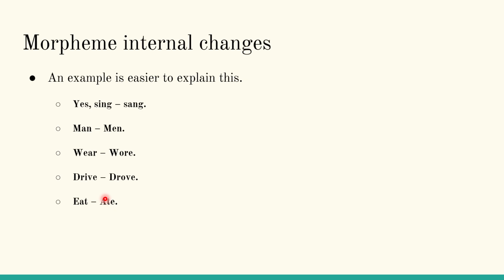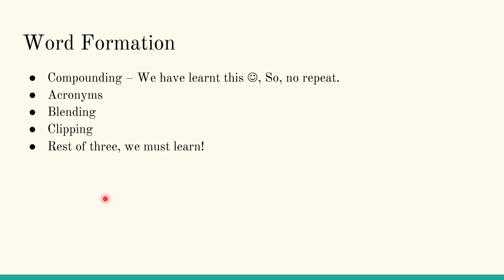Now, the final one, the morpheme internal changes. What is it, sir? Very simple. Sing becomes sang, man becomes men, wear becomes wore, drive becomes drove, eat becomes ate. This is called internal morpheme changes. Small changes internally will get you another form of it. Right, the last topic to be discussed.